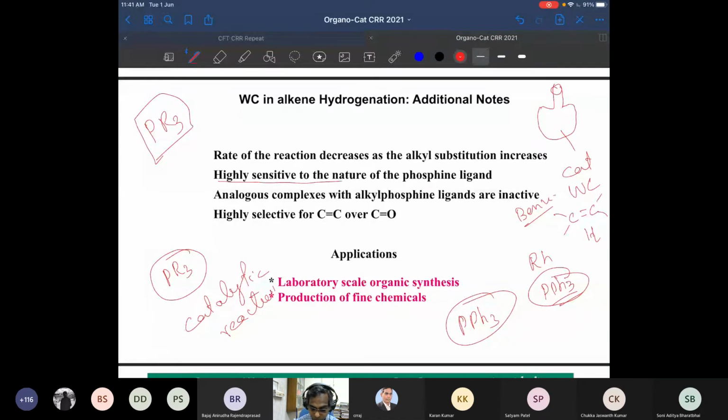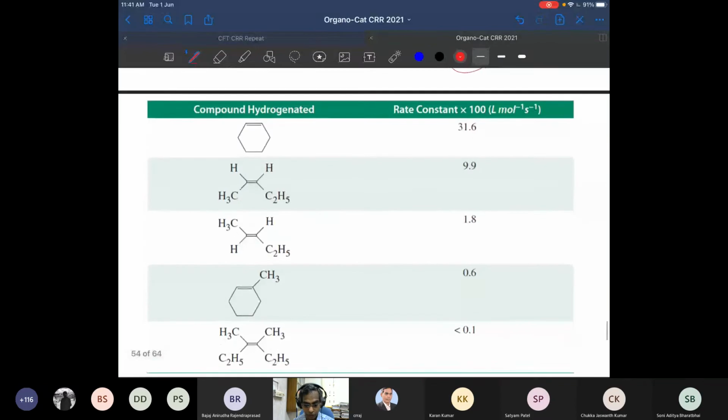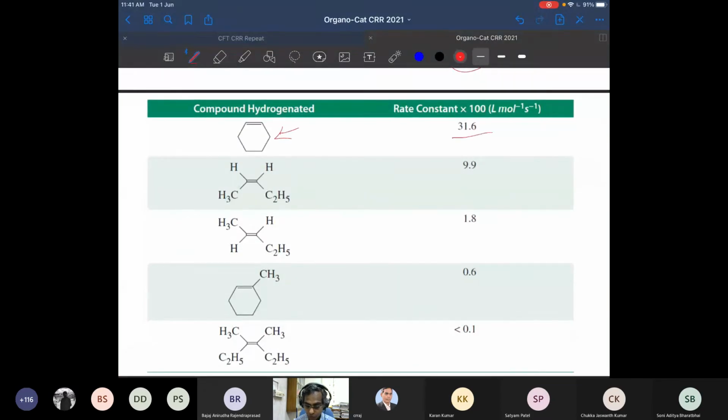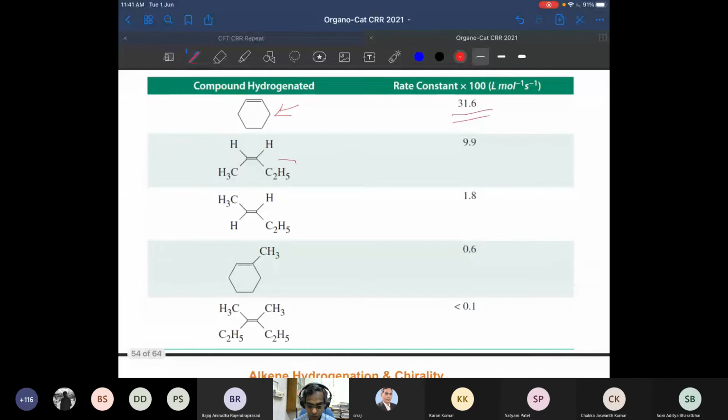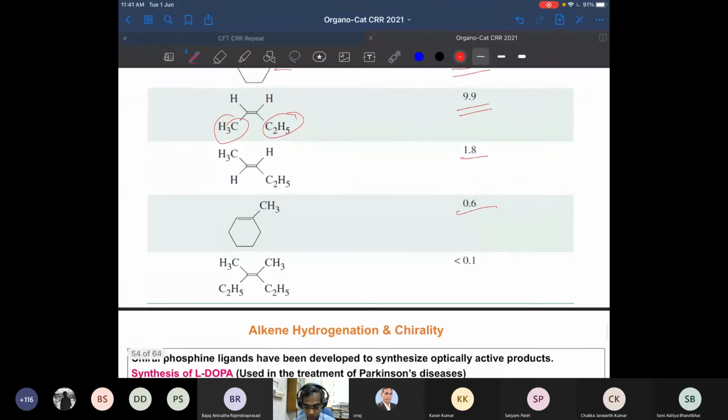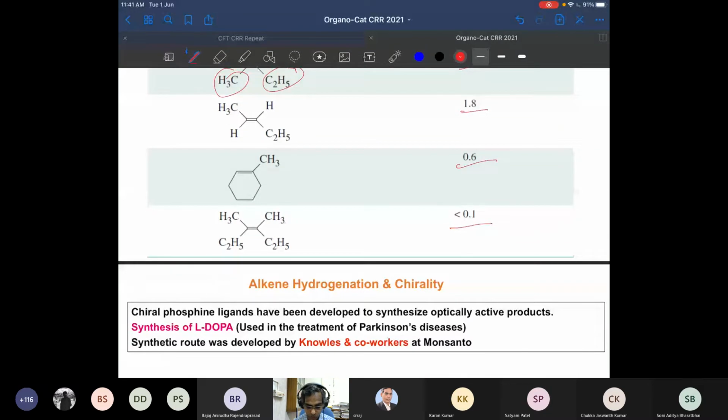As I mentioned, the reaction is highly sensitive to the nature of the phosphine ligand. You can see here the rate of the reaction. Look at the table. Here is a simple alkene, 31.6, and then you have bulky ones: 9.9, 1.8, 0.6, and less than 0.1 because it is highly bulky. This pi ligand cannot associate with your rhodium. As a result, the reaction is almost nil.